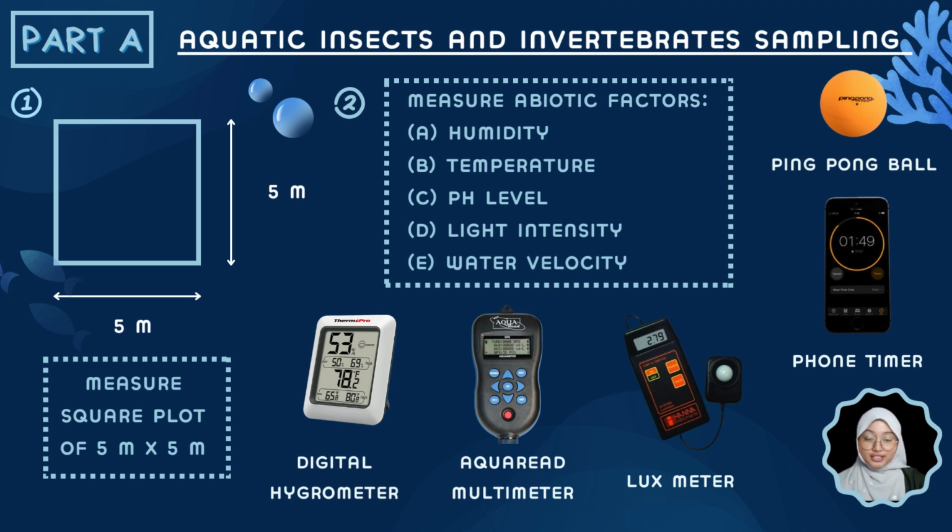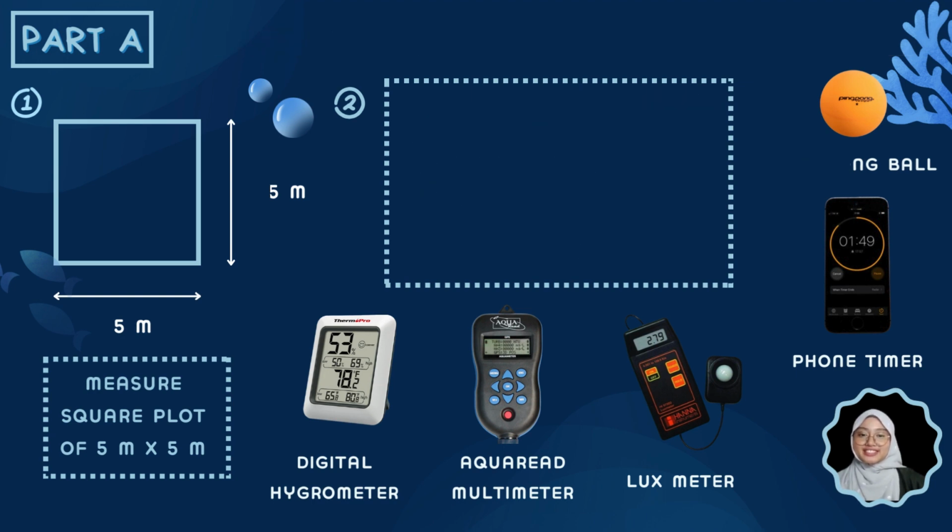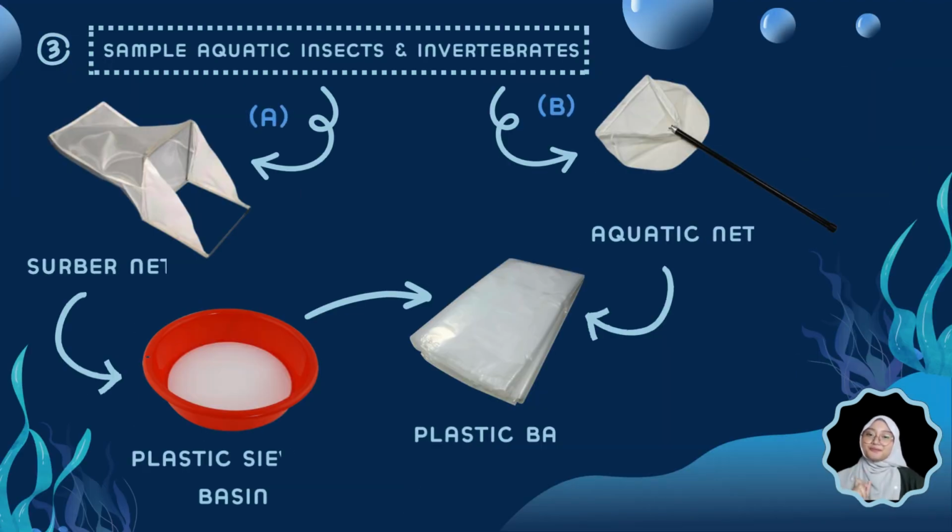So first thing first, we measure a square plot with its length and width 5 meter. Then we measure the abiotic factors, which are the humidity, temperature, pH level, light intensity, and water velocity. Next, we sample the aquatic insects and invertebrates by using 2 methods, which are via the server net and aquatic net. Each of the samples are placed into a plastic bag and sealed tightly.